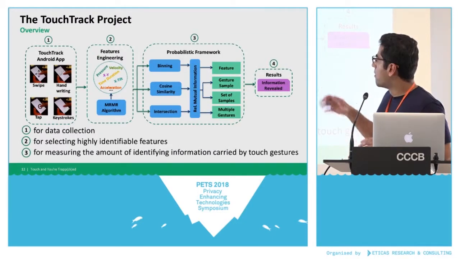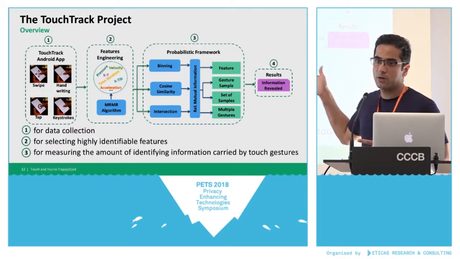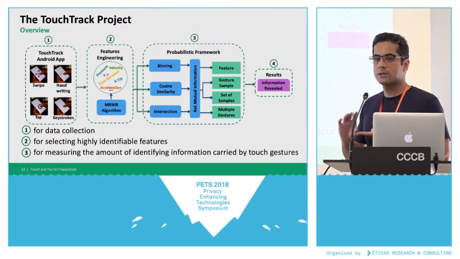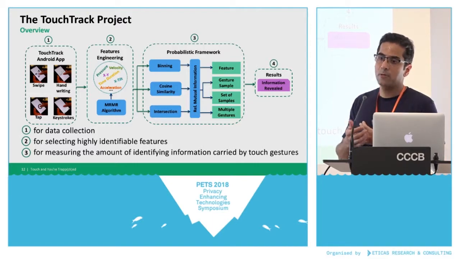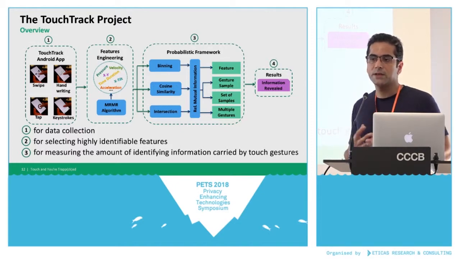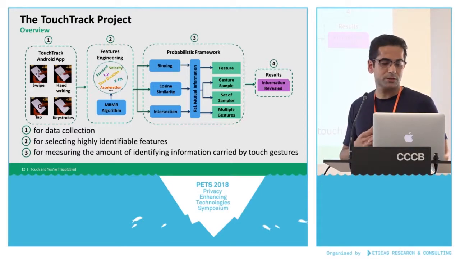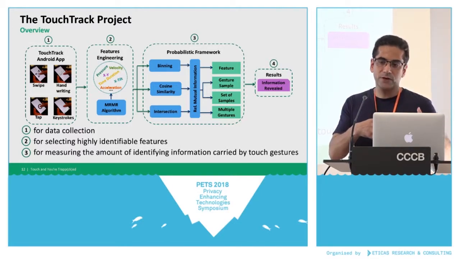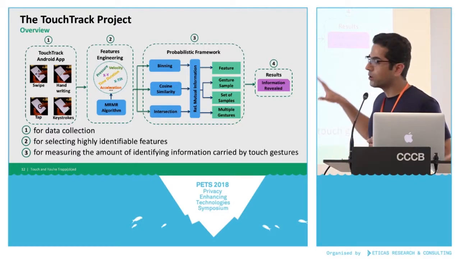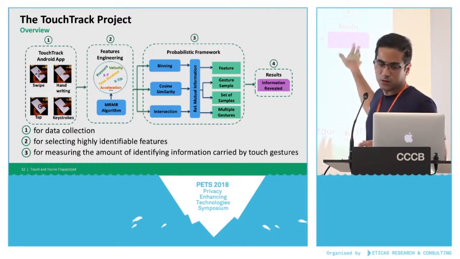In more detail, we first have this Touch Track Android app, and we focus on four different kinds of gestures: swipes, taps, handwriting, and keystrokes. Then we collect features, a comprehensive list of features that are available in the literature. From those features, we narrow down highly identifying features. We then plug them into this quantification framework, which gives us uniqueness results.